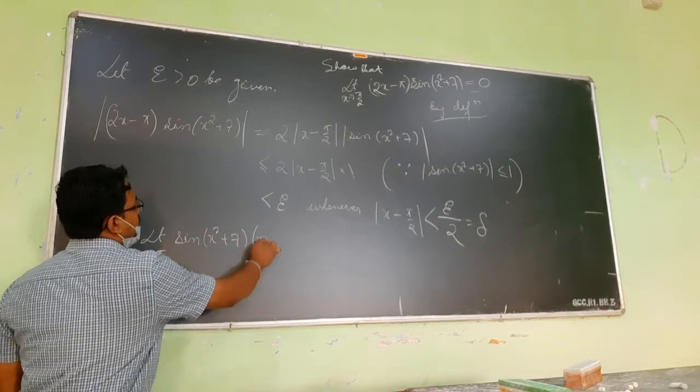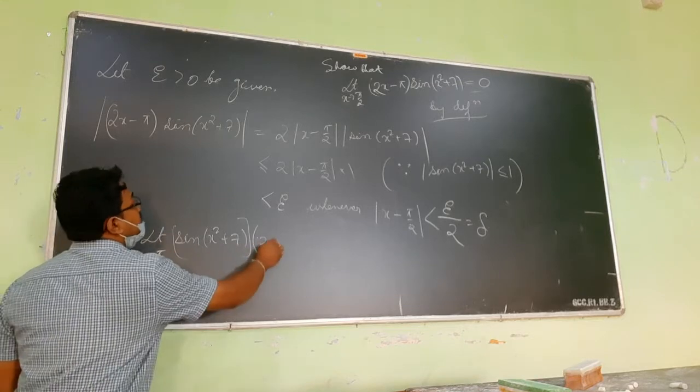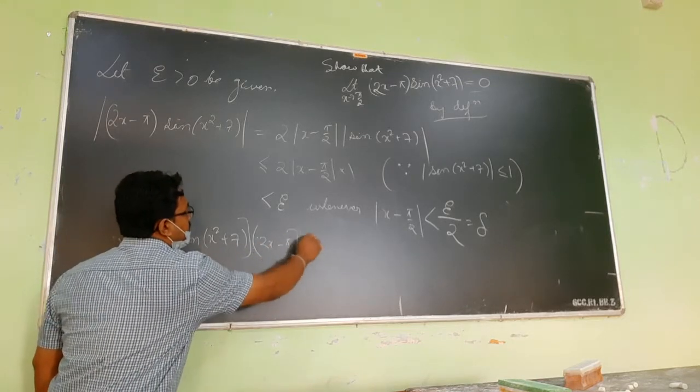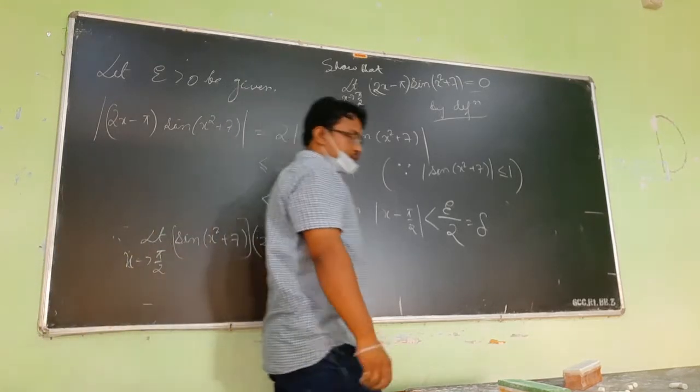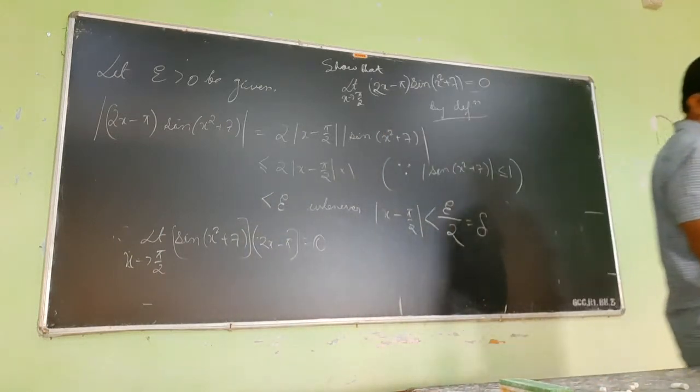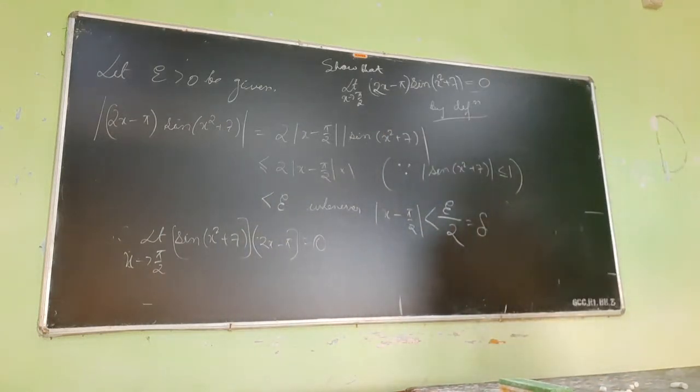Multiplied with twice x minus 5 is actually 0. Clear? One last day I have given one exercise to do.